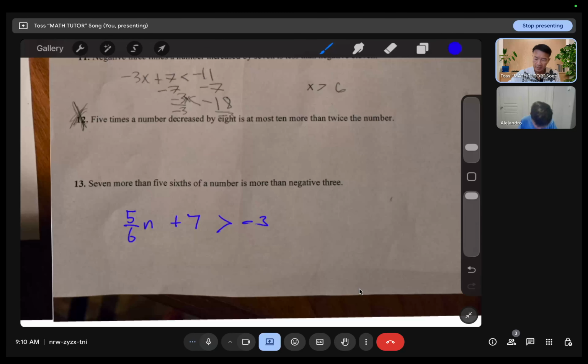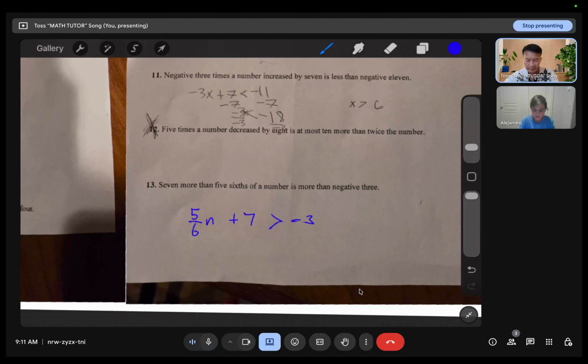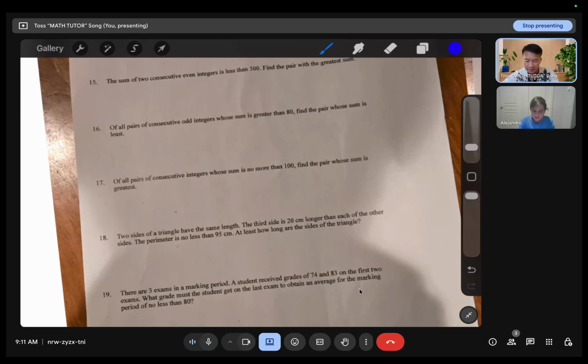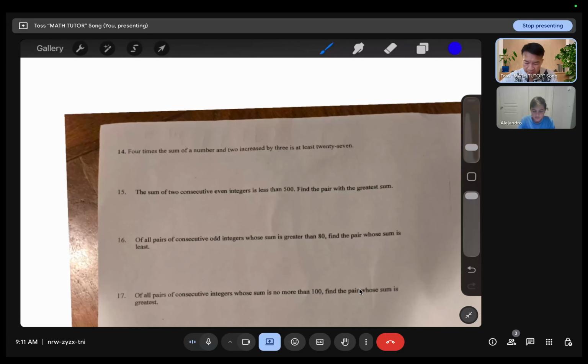Okay, that's good. I'll leave this. I know you can solve it, but we'll come back to it. I want to go over the other page. There's tons. Let me double check. 7 plus 5 6ths of a number is more than -3. Yeah, that looks good to me. All right, let's see 14 here.